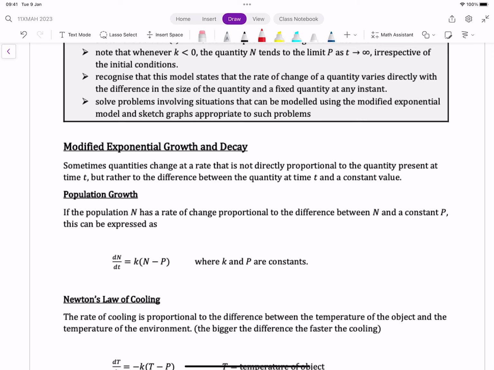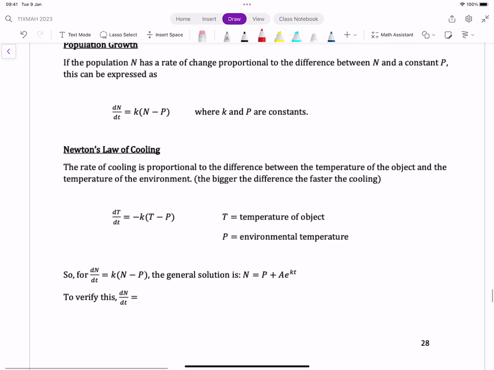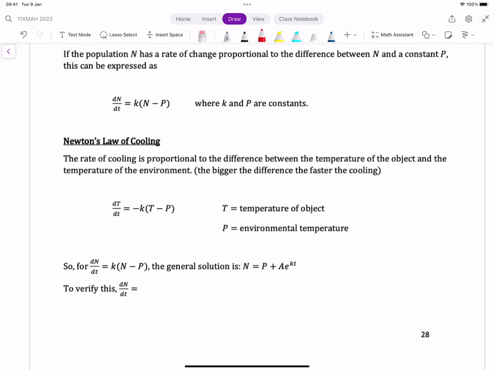Obviously, if you've got a cup of tea sitting in a freezer room, for example, it's going to cool down a lot quicker than it would in a normal room temperature room. So this type of exponential growth and decay is where the rate at which something decreases or increases is not directly proportional to the quantity. Newton's law of cooling is the main application of this. It was invented, obviously, by Isaac Newton, and it was an application of calculus which he helped develop.